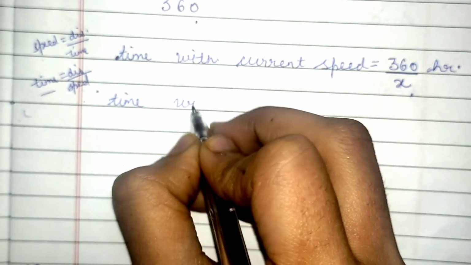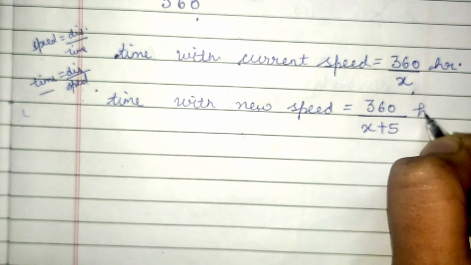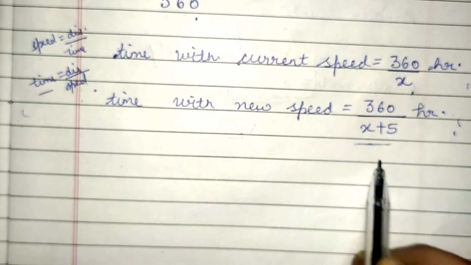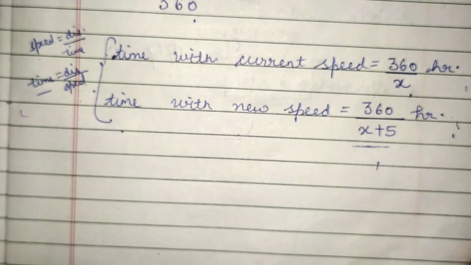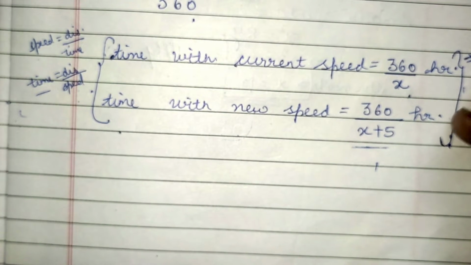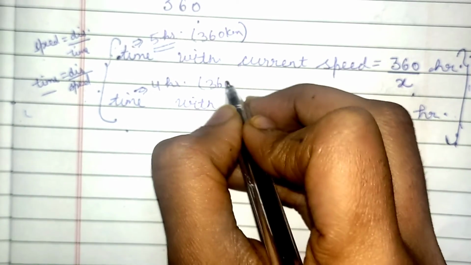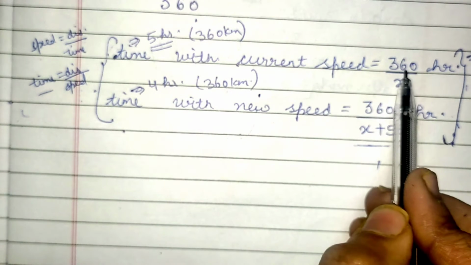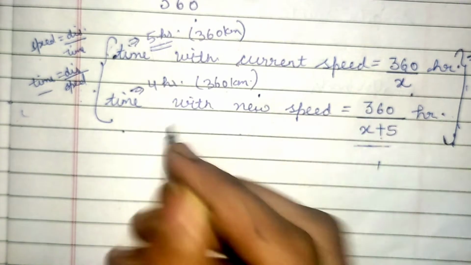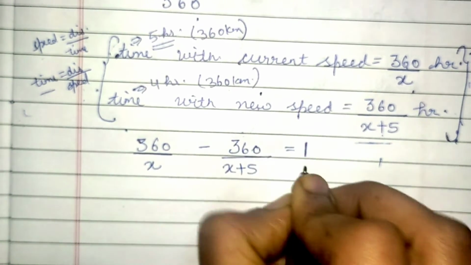And time with my new speed will be equal to 360 by x plus 5 hours, because my new speed is x plus 5. Now in the question it is given that with the new speed it is taking 1 hour less. So what does it mean? It means if earlier it was taking 5 hours, for example, to cover the distance of 360 kilometer, now with the new speed it is taking 4 hours to cover the same distance. That means the time difference is equal to 1 hour. So earlier this was the time and now this is the time, and the difference between them is equal to 1. That means 360 by x minus 360 by x plus 5 is equal to 1.